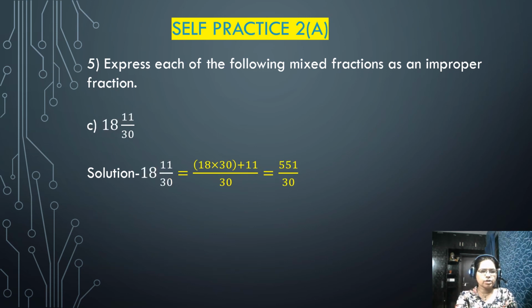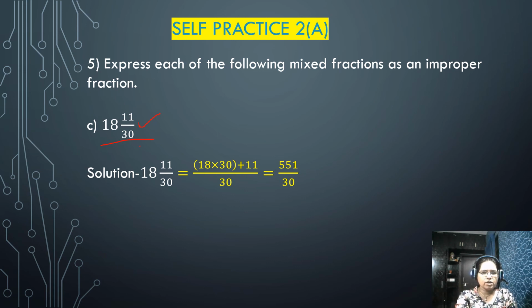Now we have to express 18 11 divided by 30 mixed fraction as an improper fraction. This is a mixed fraction. 18 is a whole number and 11 divided by 30 is a proper fraction. We know a mixed fraction is a combination of a whole number and a proper fraction. Now we have to express this mixed fraction as an improper fraction.